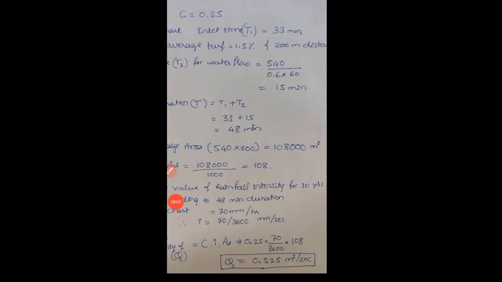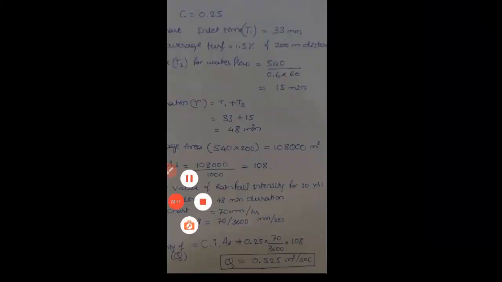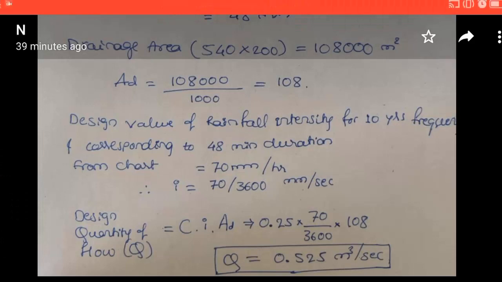So here we calculate Q is equal to CIAD. C is 0.25, directly given. I we have calculated from the second graph, 70 divided by 360 to convert to mm per second, into 108 with respect to meter square, 1000 meter square.